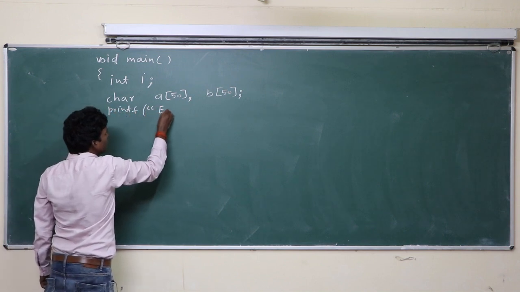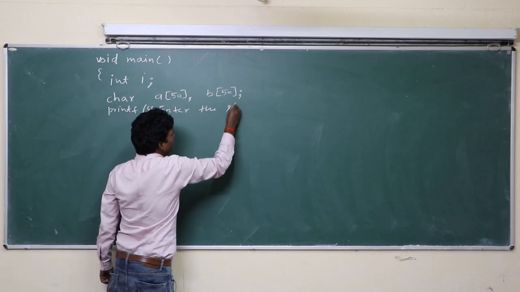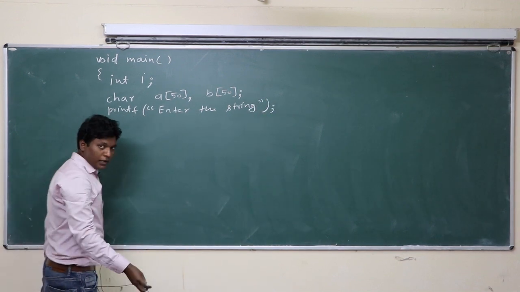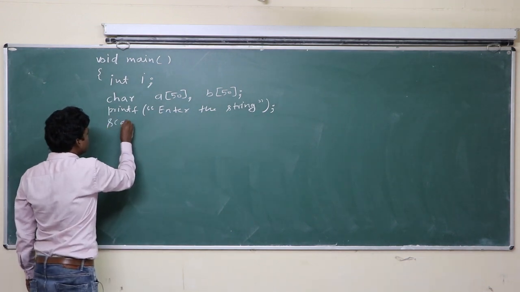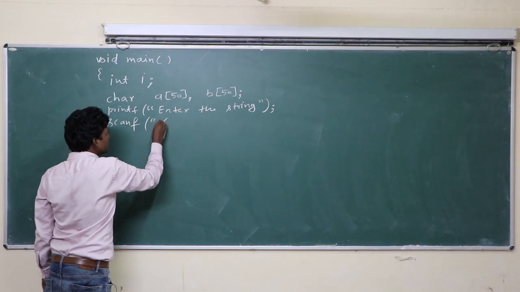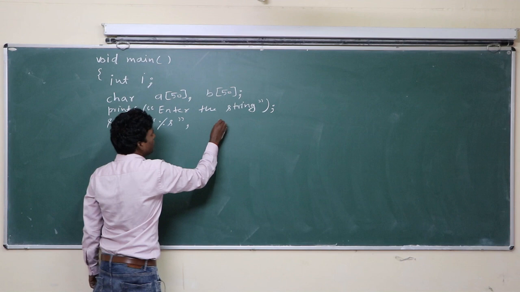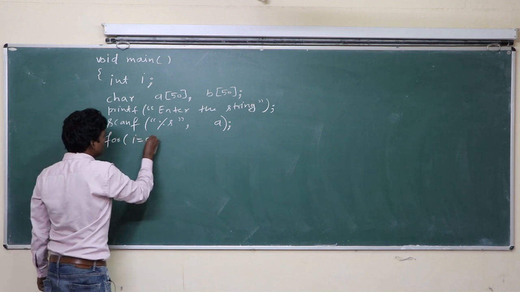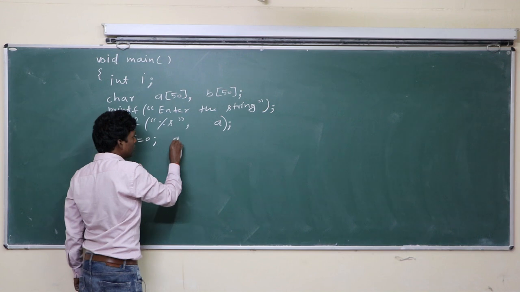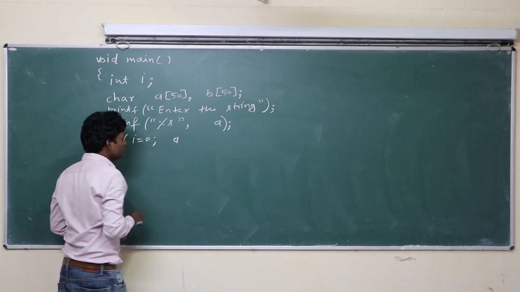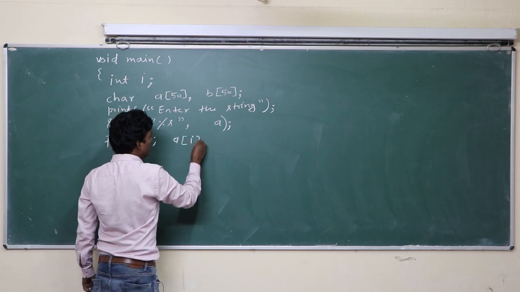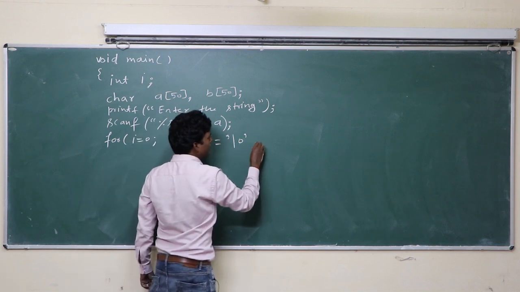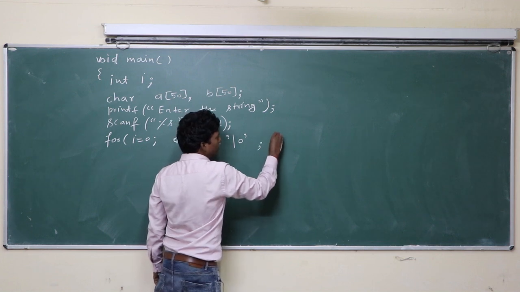printf("enter the string"); scanf("%s", a); for i equal to 0, a of i not equal to null character; i plus plus.